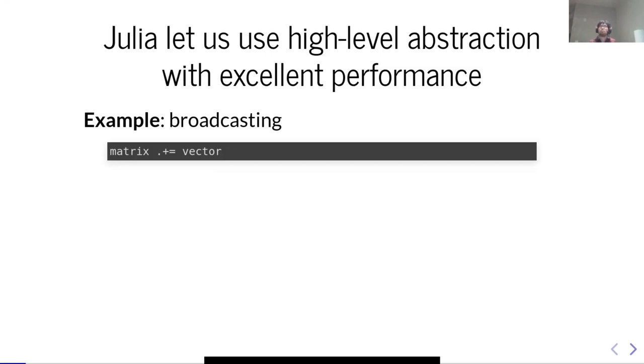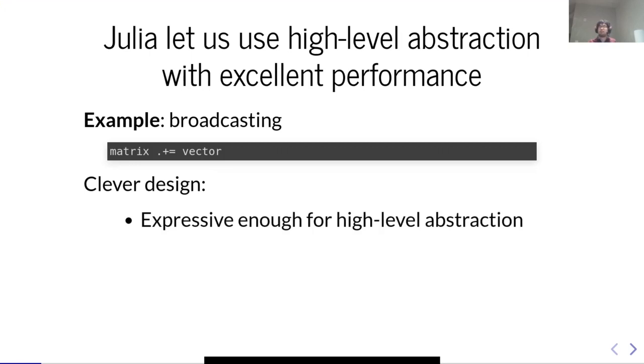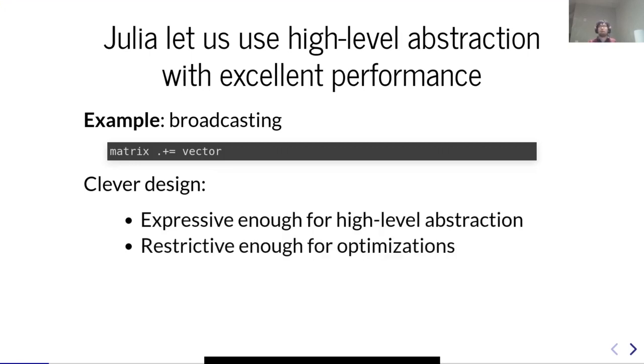So how does Julia pull it off? There's, of course, the hard work of Julia's and LLVM's compiler developers, which has been going on for a long time, even before I knew Julia. But here, I want to focus on the clever language design. By that, I mean that Julia, the language, is expressive enough for a high level of abstraction, yet restrictive enough for optimizations.